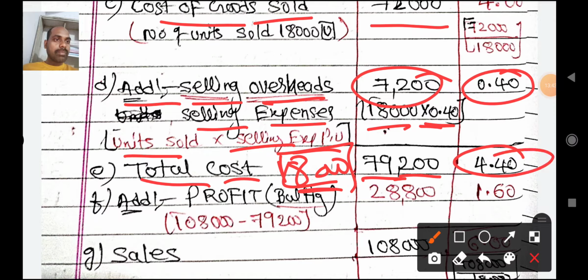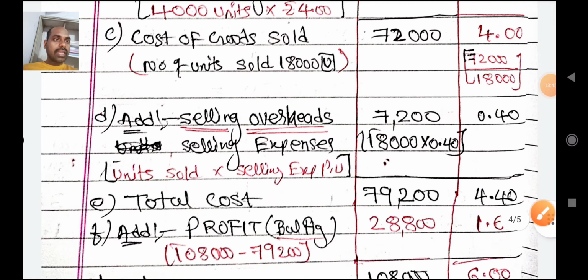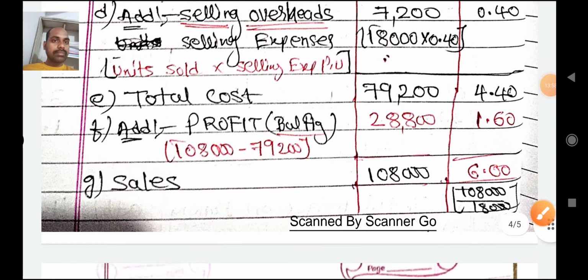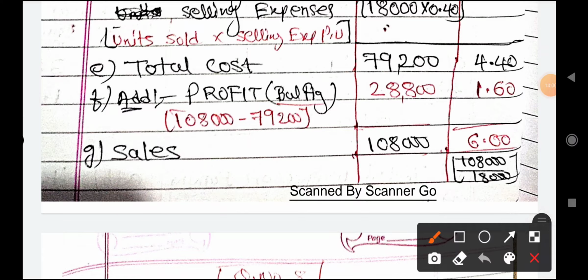So it will be 4.40, or else you can directly add these two things, 4 rupees cost of goods sold and selling expenses 40 paise. So 4 plus 0.40, it will be your total cost 79,200 and per unit cost 4.40.